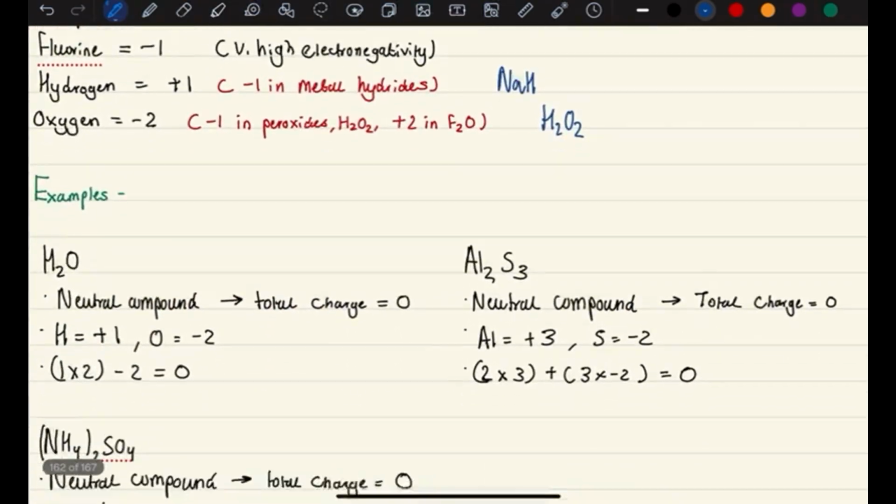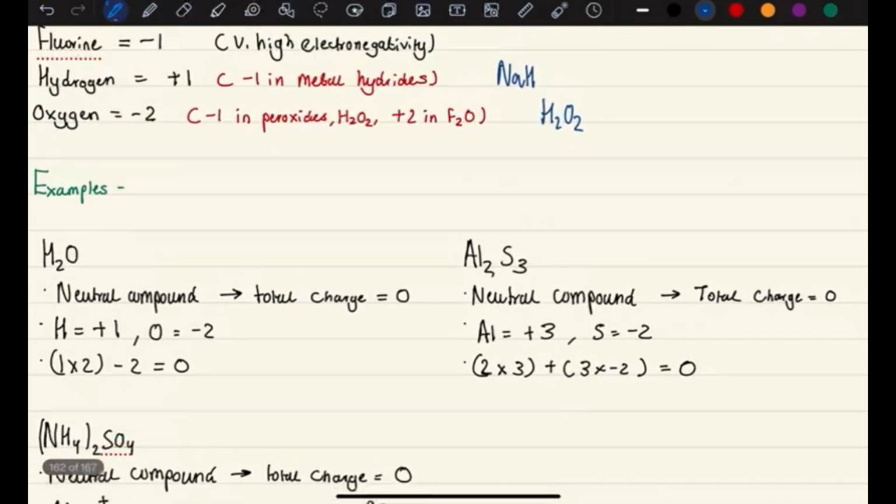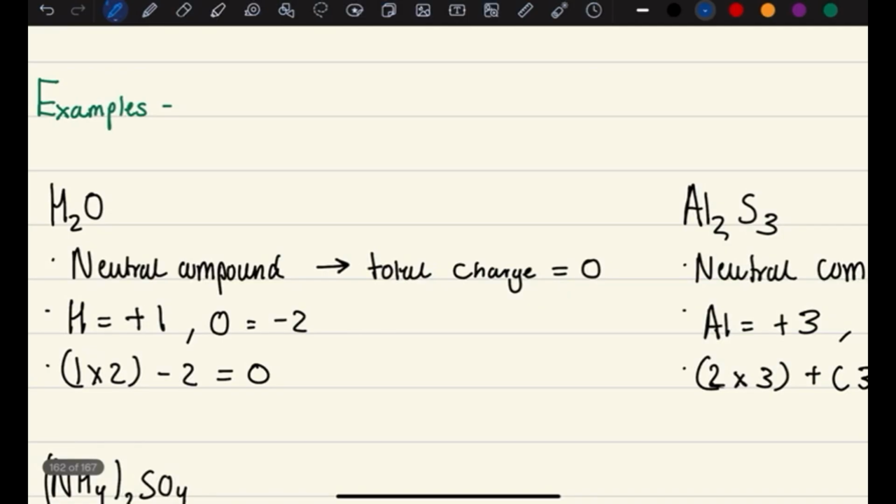Now we've got some examples here. I've already worked these out in the name of time. If we look at water, water is a neutral compound, so you'd expect the total charge to be 0. Let's think about the rules. We said oxygen is -2 and hydrogen is +1. So 1 times 2, because we've got 2 hydrogens in water, and then we also have the -2, so we put that on. That's going to be 0.